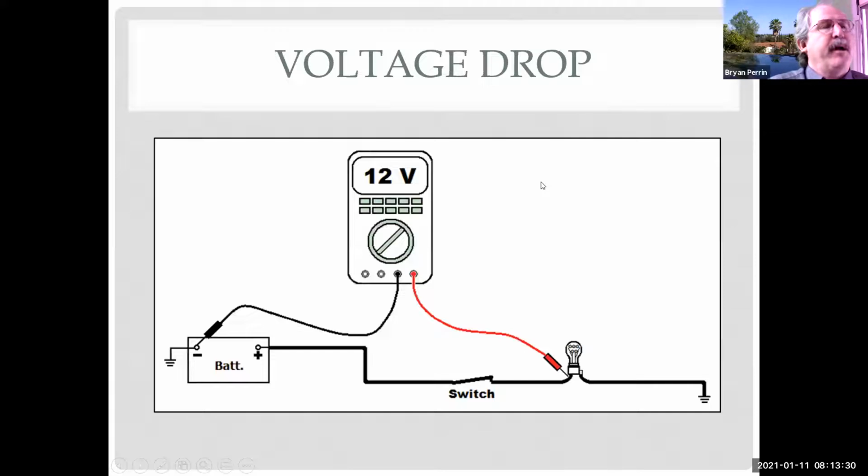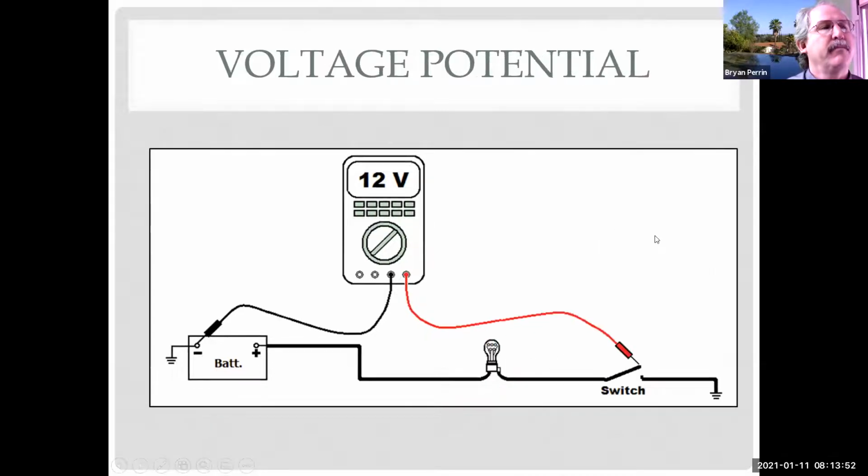So here I'm measuring voltage drop. I'm measuring the difference in voltage between two places, in this case battery ground and the power side of the light bulb. And it says my difference between those two points is 12 volts. Remember, our meter always measures the difference.